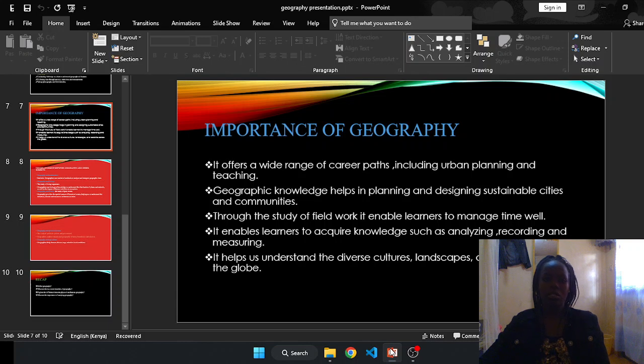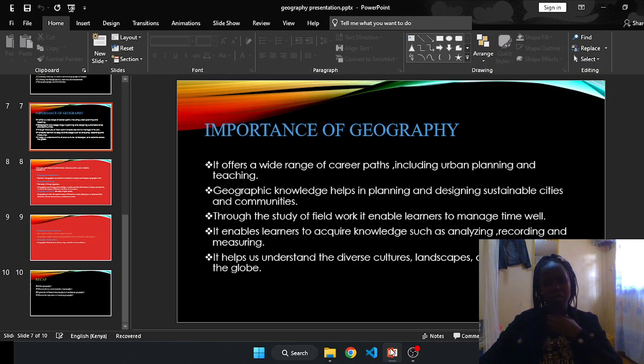It offers a wide range of career paths, including urban planning and teaching. So geography helps us to identify our careers, such as teachers and also civil engineers. Also, through the study of fieldwork, geography enables learners to manage time well. For us as teachers, we have to manage our time well, and fieldwork is one that helps us. Also, geographical knowledge helps in planning and designing suitable cities and communities. This also is an importance of geography.